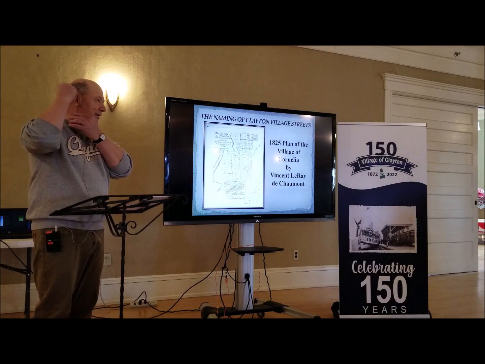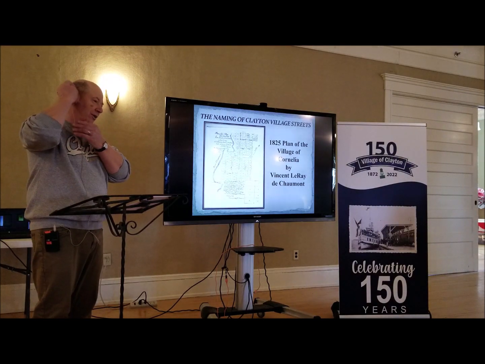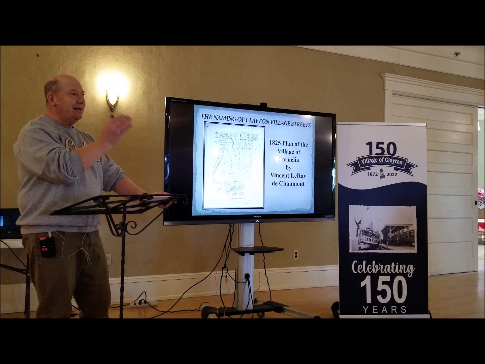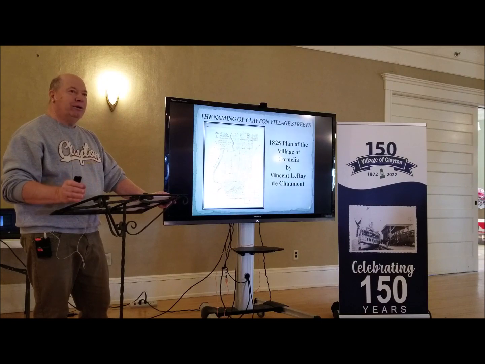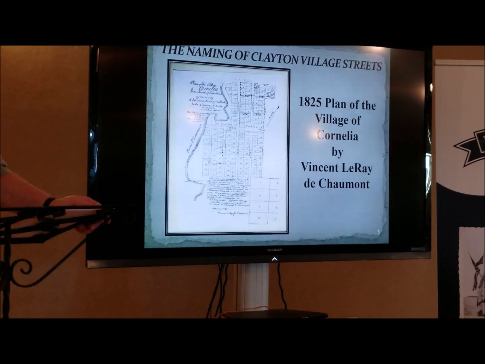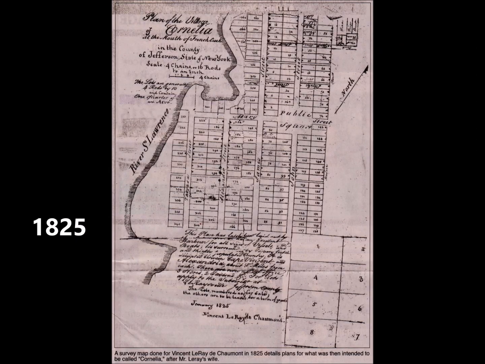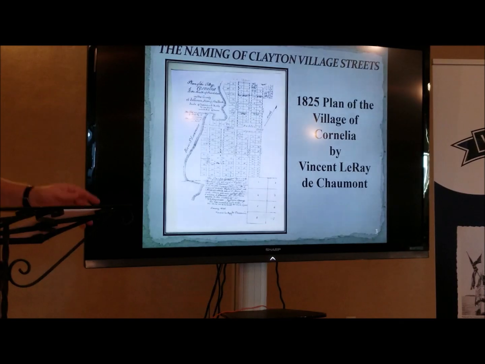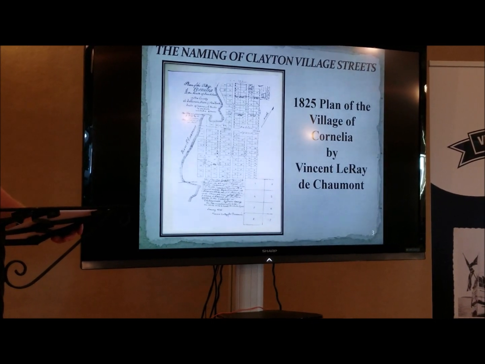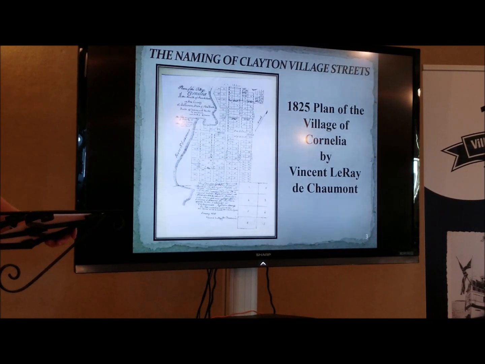All right, in today's lecture, to find out the naming of village streets, it would go without saying, unless I studied the maps, I would not know what most of the street names are. All right, so I'm just going to show you the earliest map that we know of, which is 1825, and it's the village of Cornelia, before Clayton was named Clayton.